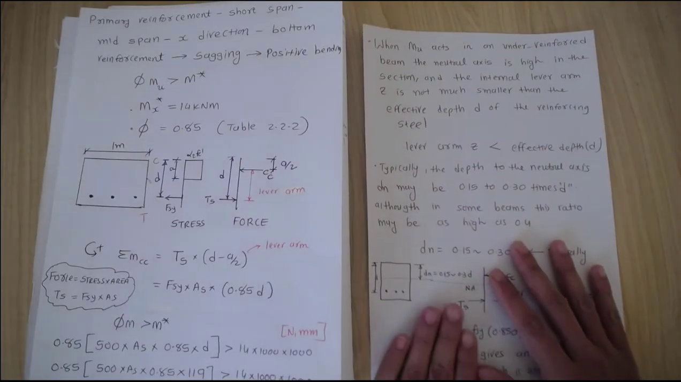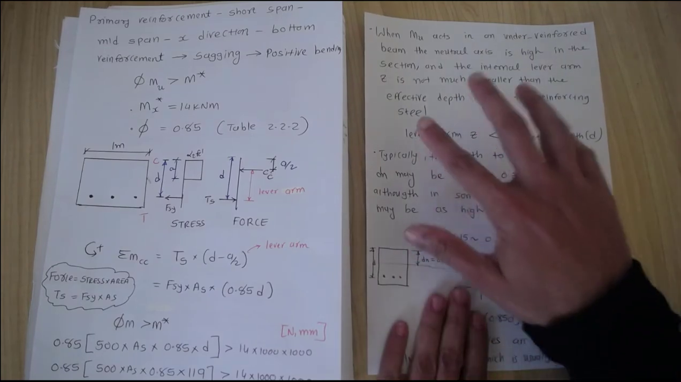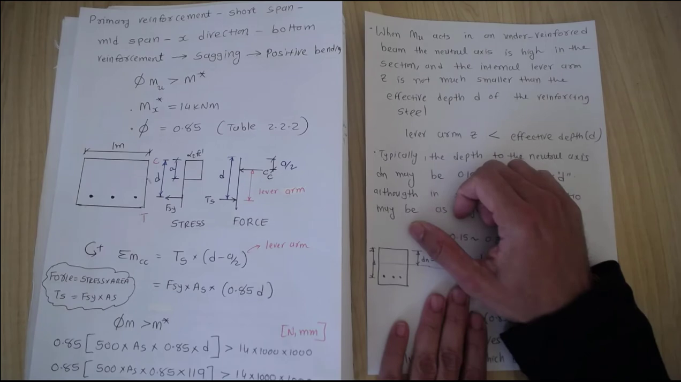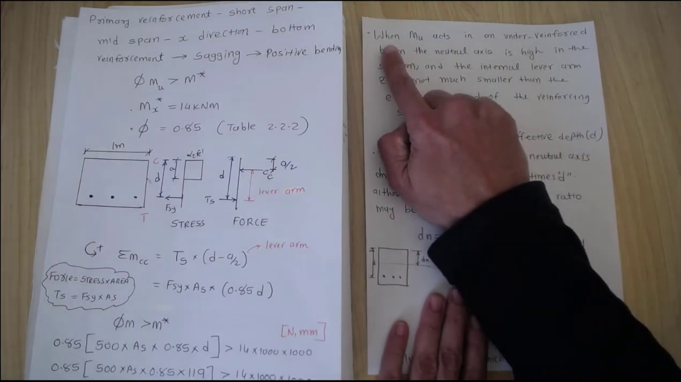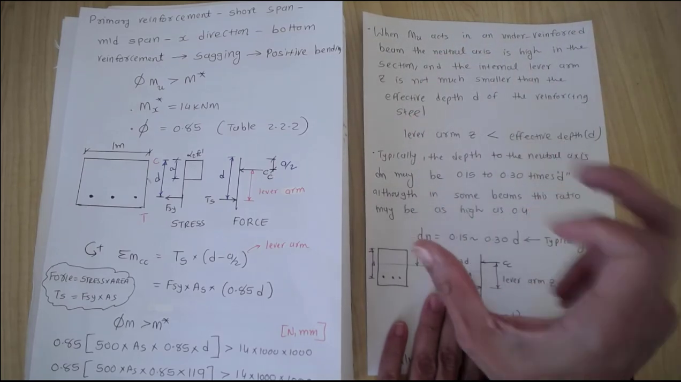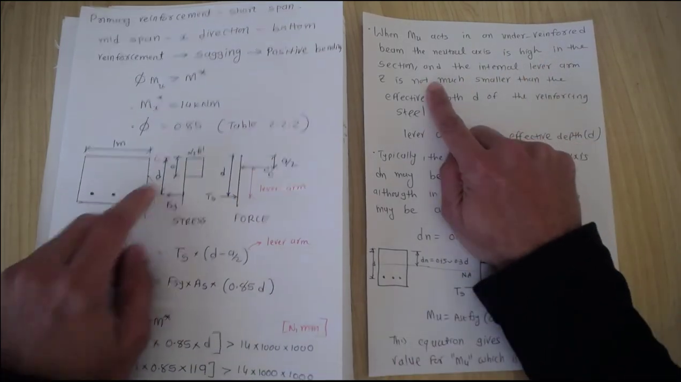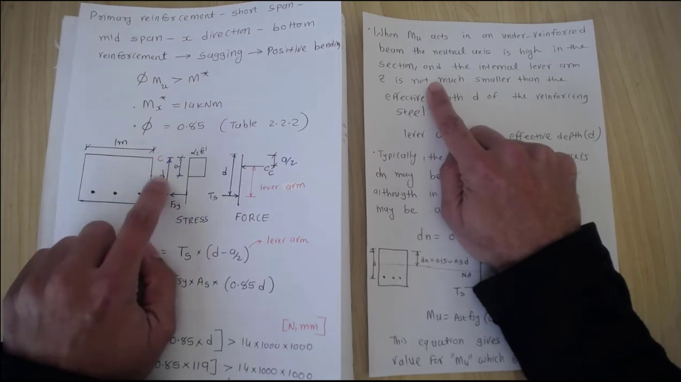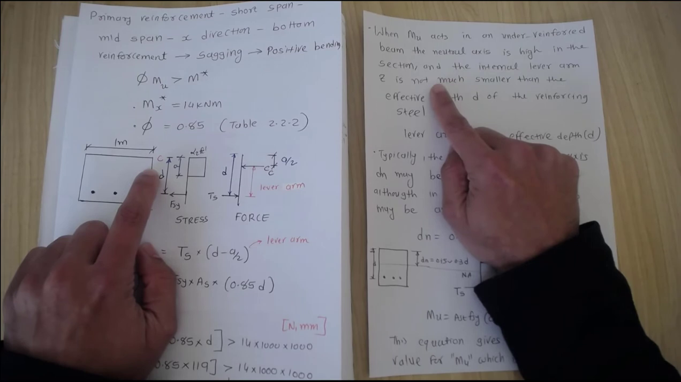We don't want to go through the long process of finding the neutral axis depth and so on, but there is a very good assumption that we use that is accurate within plus or minus 10%. When Mu acts in the under reinforced beam, and this 1 meter strip is the beam, the neutral axis depth is high in the section. It should be somewhere very close to the top of the compression edge.